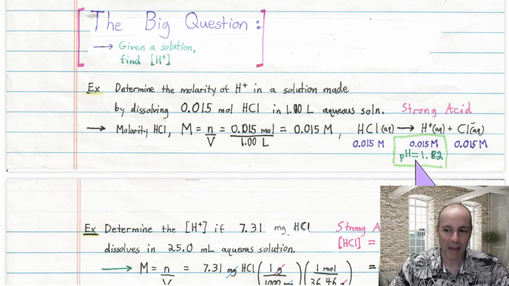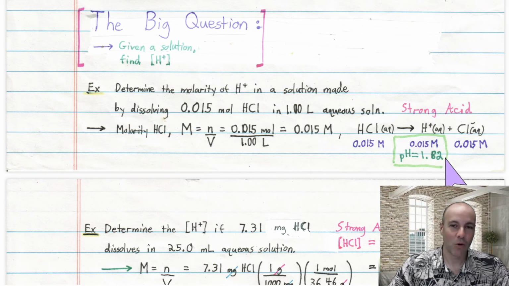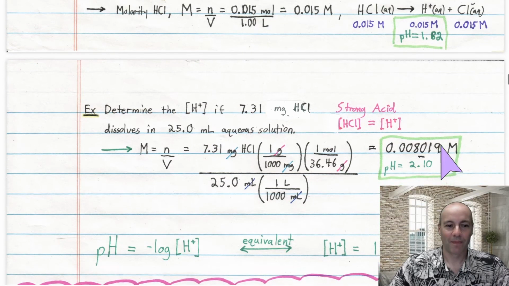Now I've written the pH right below it. The pH is 1.82. And we'll see here shortly that if you know the proton concentration, you automatically can quickly calculate its pH. So when the proton concentration is 0.015, that means the pH is 1.82. We'll see that equation which lets you calculate pH from proton concentration here in just a second. First, one more example.